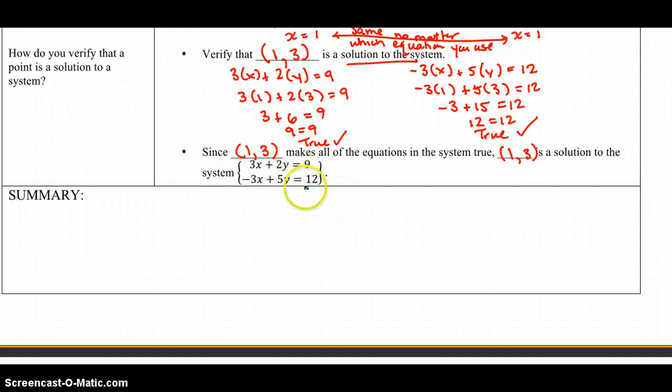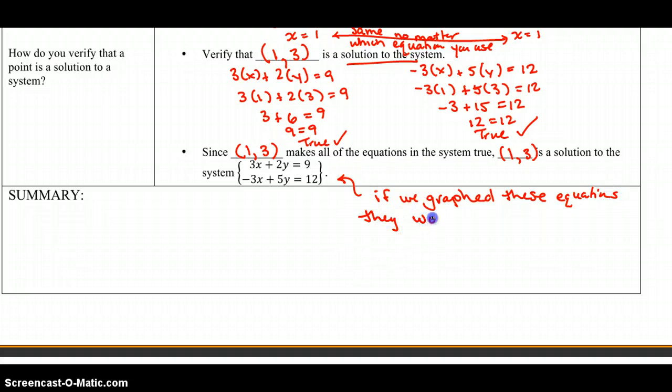So if we were to think about graphing these two, this would be our intersection point if we tie back to one of the concepts that we had in the last section. So if we graphed these equations, they would intersect, the graphs would intersect at the point 1, 3.